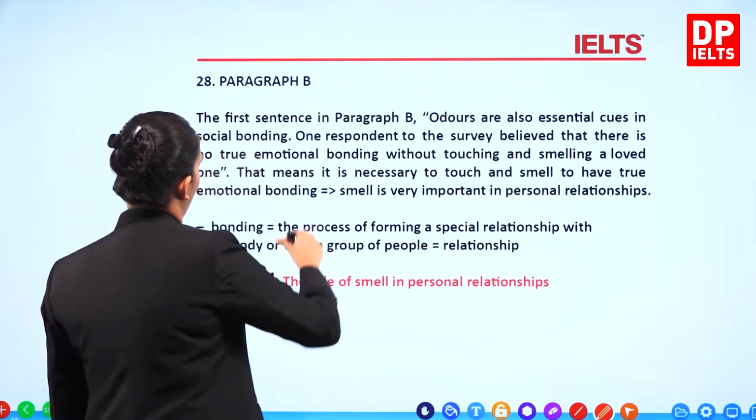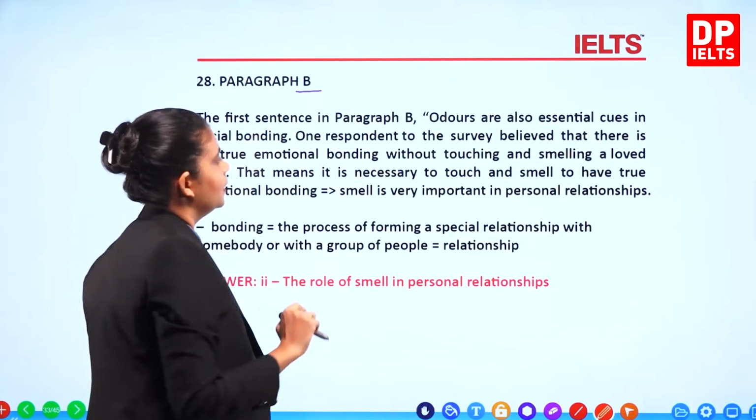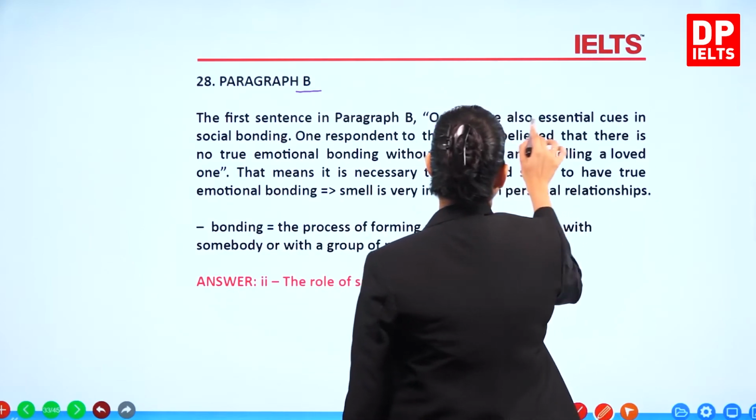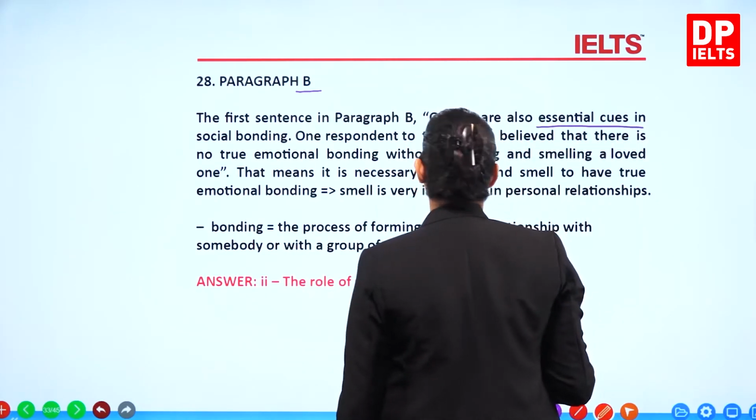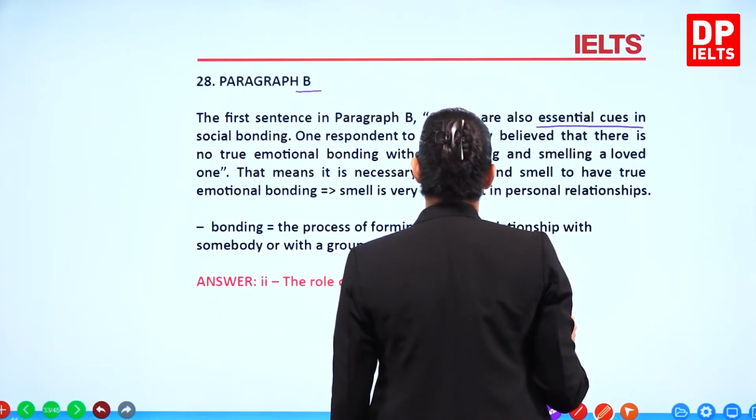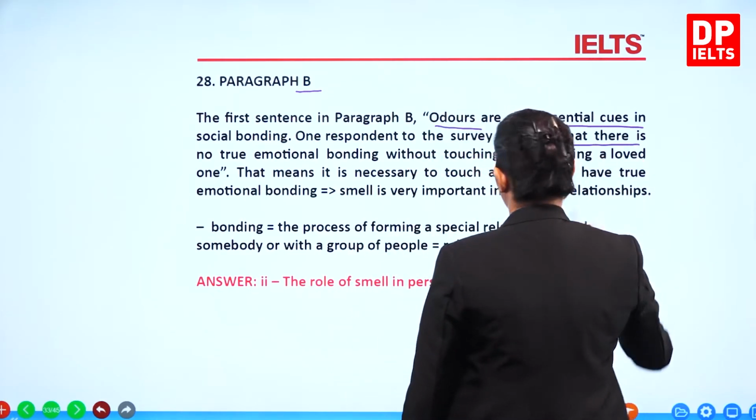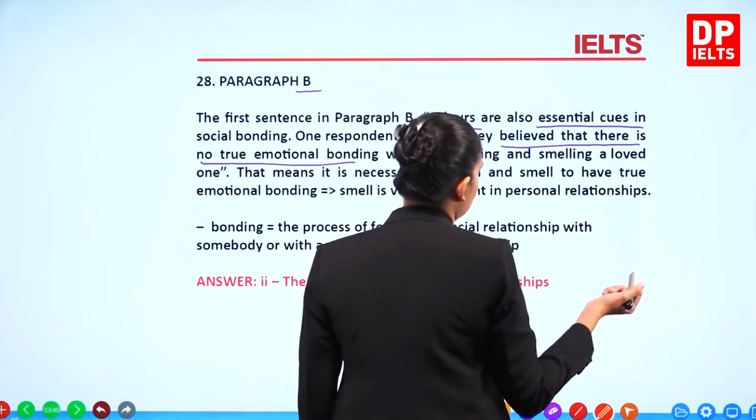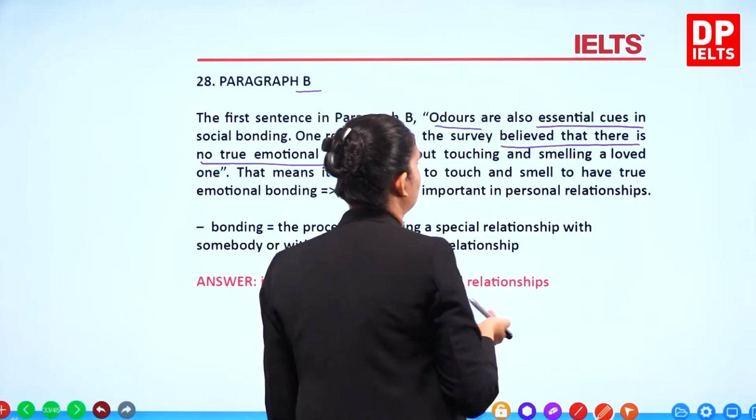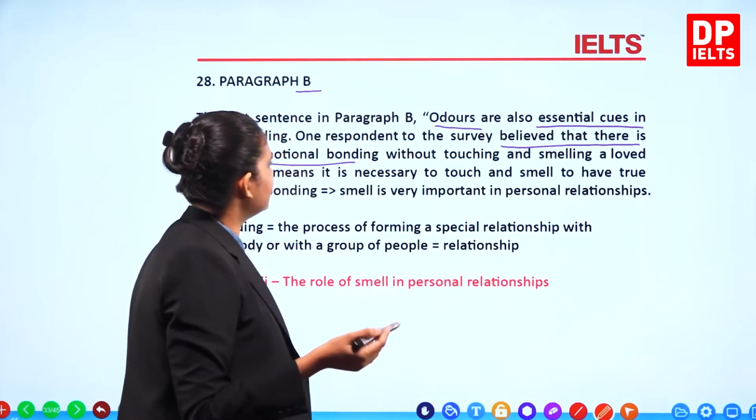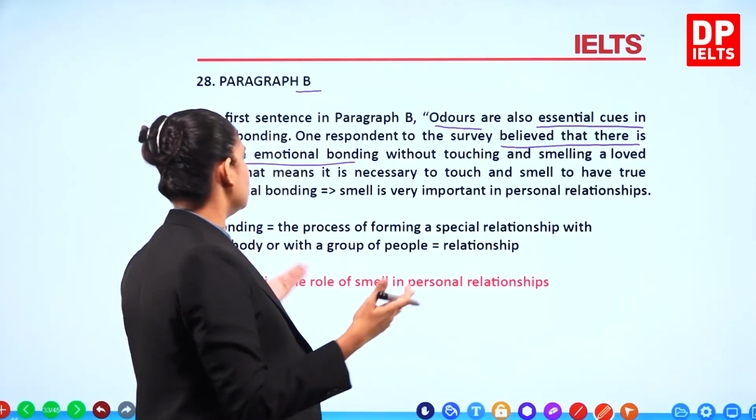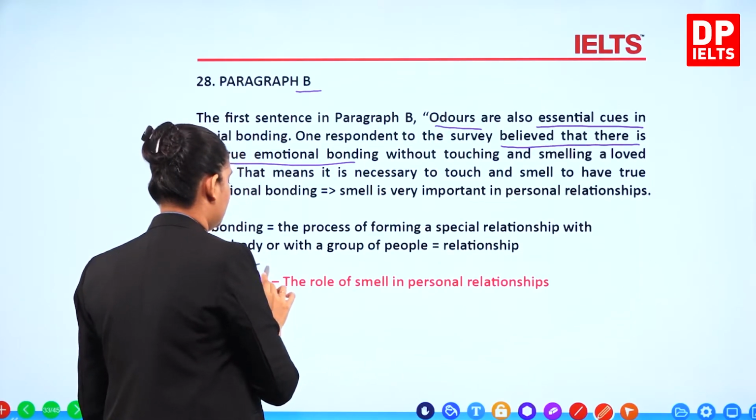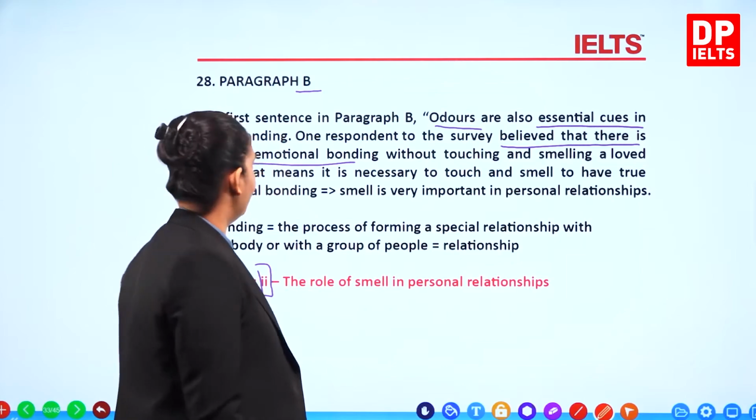So moving on into paragraph B, the first sentence in para B tells us, odors are also essential cues in social bonding. One respondent to the survey believed that there is no true emotional bonding without touching and smelling a loved one. That's interesting, right? That means that it is necessary to touch and smell to have a true emotional bond, and therefore number 2, the role of smell in personal relationships. Okay?